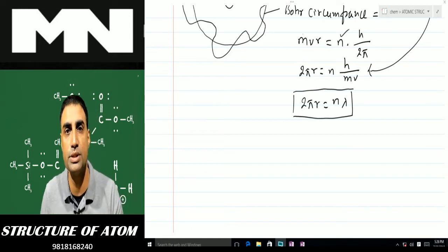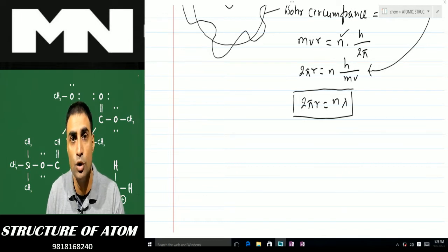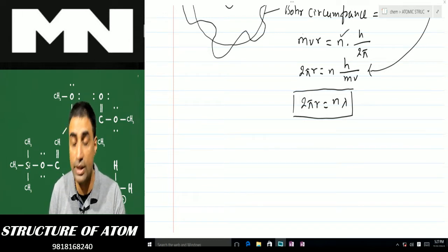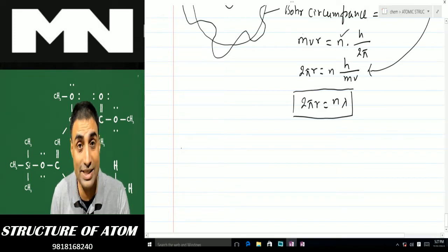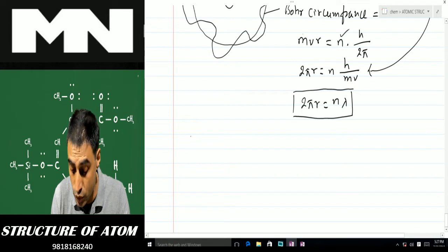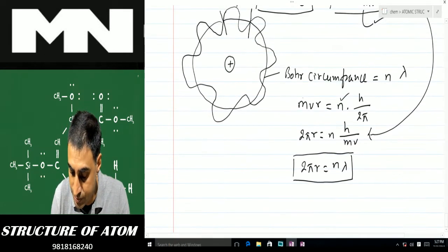Welcome back, students. In the last class, we were talking about the drawbacks of Bohr's model, and in that, we did de Broglie's concept. So, today we'll continue with the same topic and we'll be doing the next drawback. And the next setback which came for Bohr's model was actually the Heisenberg's uncertainty principle.